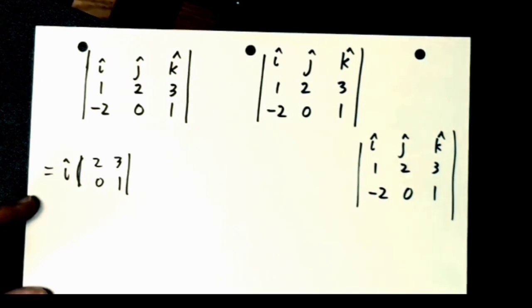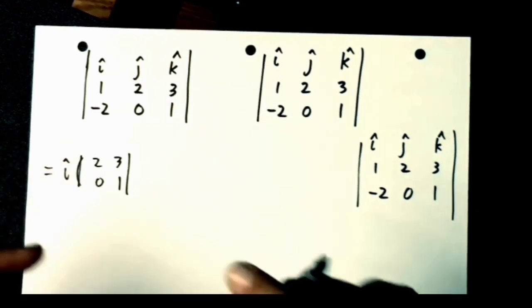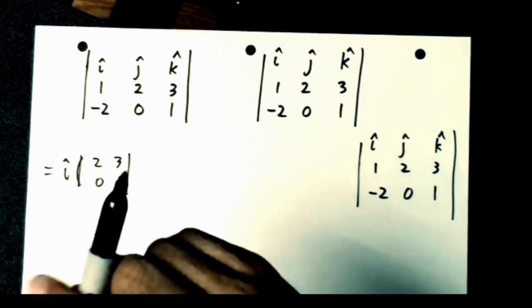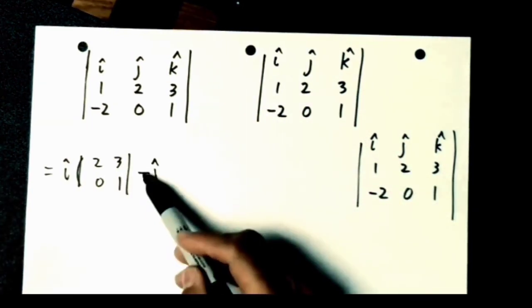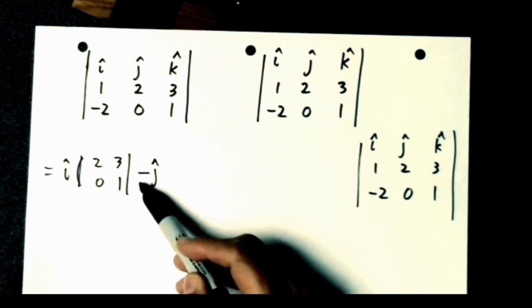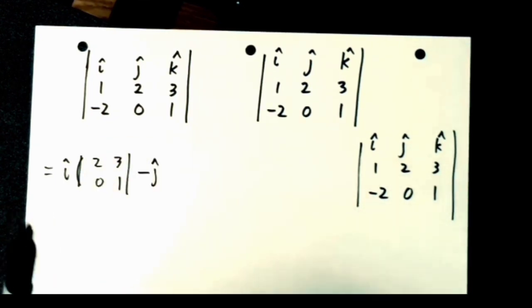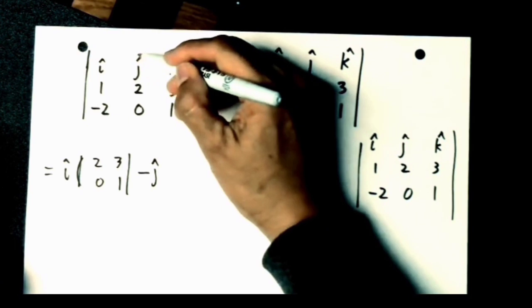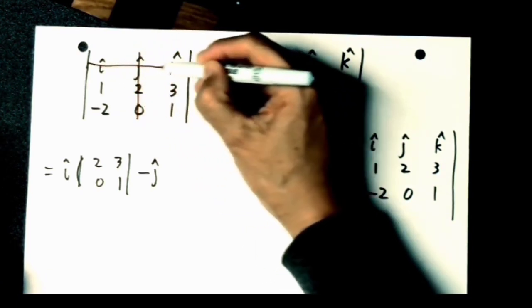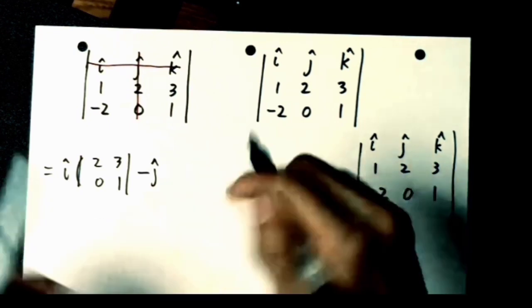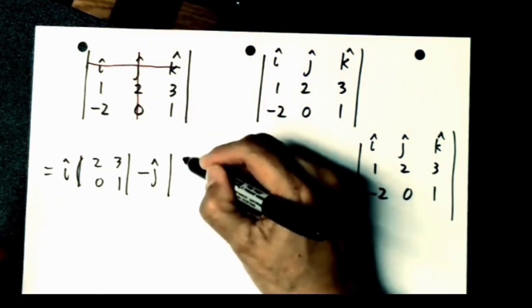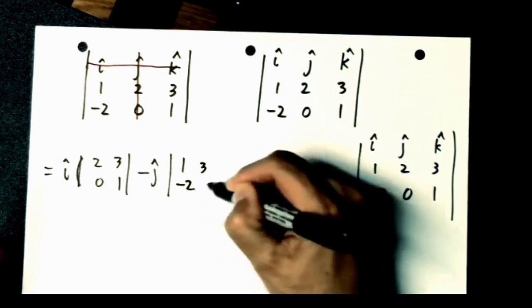And then the next thing you have to do is write the J hat part of it. So what you do is you write minus J hat. You have to have that minus there. Just do it. And then you cross out the column and row containing the J hat. And then write the box of numbers that's remaining, which is 1, 3, minus 2, 1.